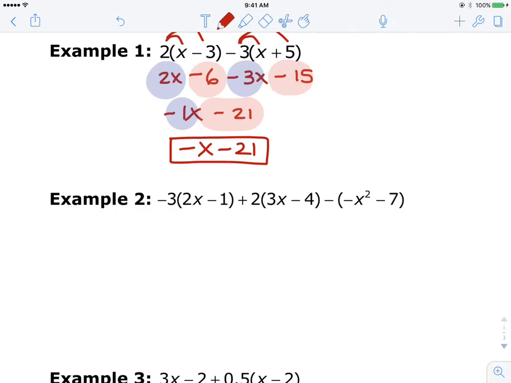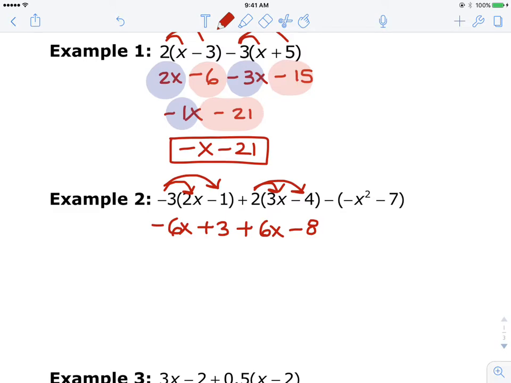We're going to look here at the first part of this. We're going to start with negative 3. Negative 3 times 2x is negative 6x. And then we multiply negative 3 times negative 1. Well, negative times a negative gives us a positive 3. Now we're looking at this middle group here. It's getting multiplied by positive 2. So 2 times 3x is positive 6x. And 2 times negative 4, we know that is negative 8.